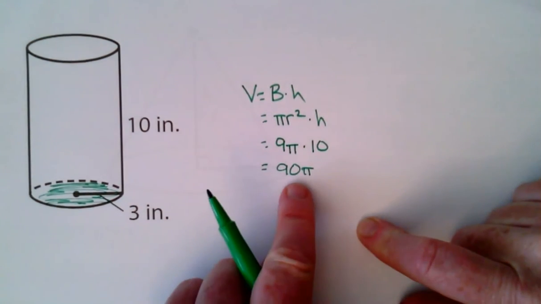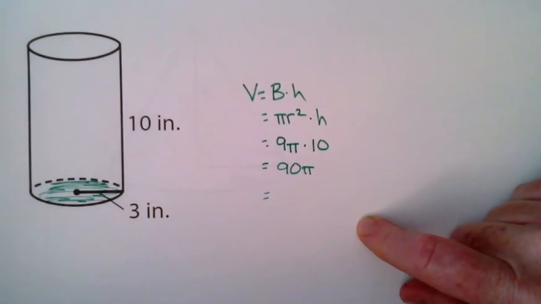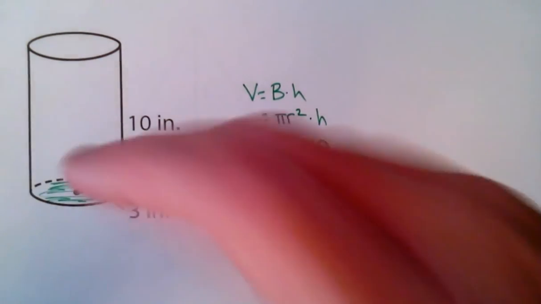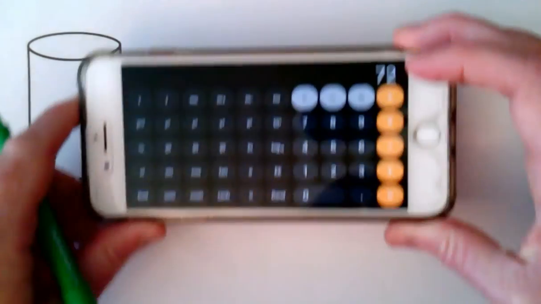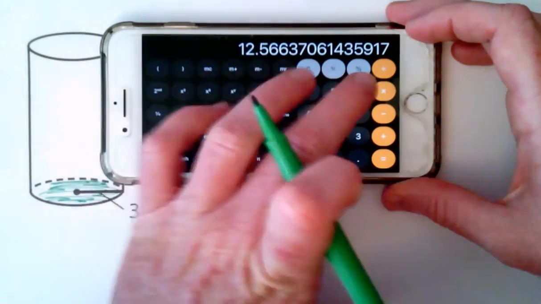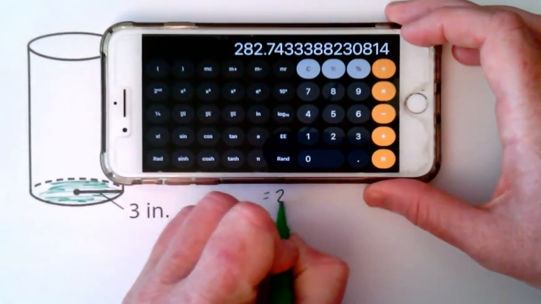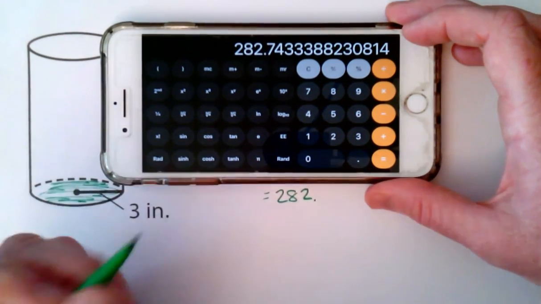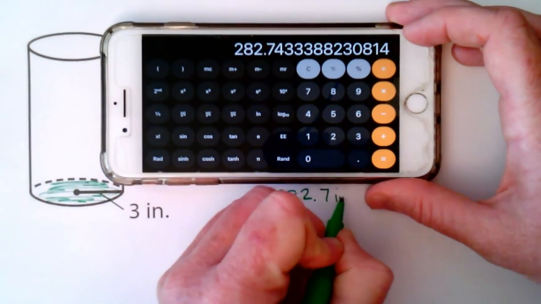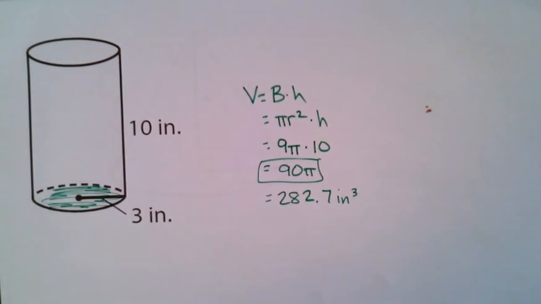Now on Khan Academy, you can go ahead and enter your answer like this. Just enter it as 90 pi. You don't have to go through and multiply it out. If you do multiply it out, I would use the pi button. Let me pull up my calculator here. On my phone, I have a pi button, so I'm going to go 90 times pi. I'm going to get 282. And pay attention to the rounding that they want. Maybe they want the nearest tenth on that problem, 282.7, and it's inches cubed. Okay, I prefer just leaving it like this. You don't have to worry about rounding.